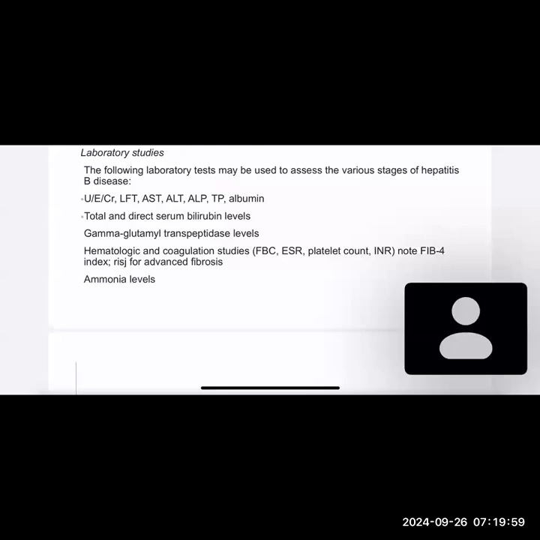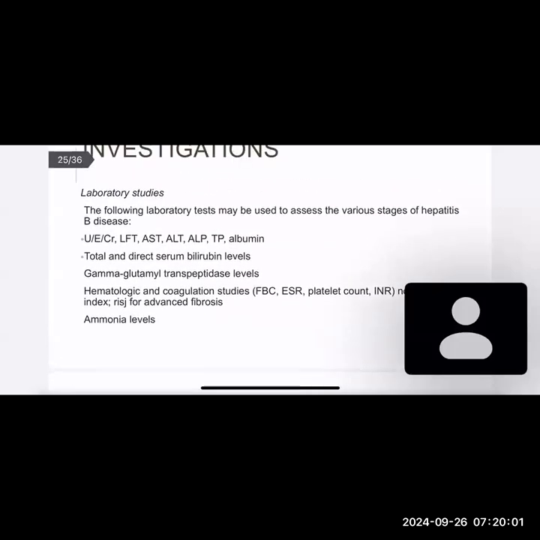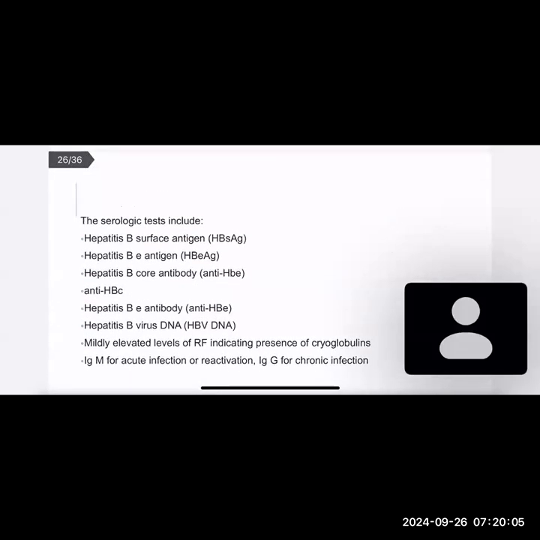Ammonia levels can also be helpful, especially in those who are developing complications like hepatic encephalopathy. And then the serologic tests we can do, we already talked about them, is just looking at the surface antigens and the envelope antigens, those who have developed antibodies. So it helps us just place the patients appropriately where they belong.